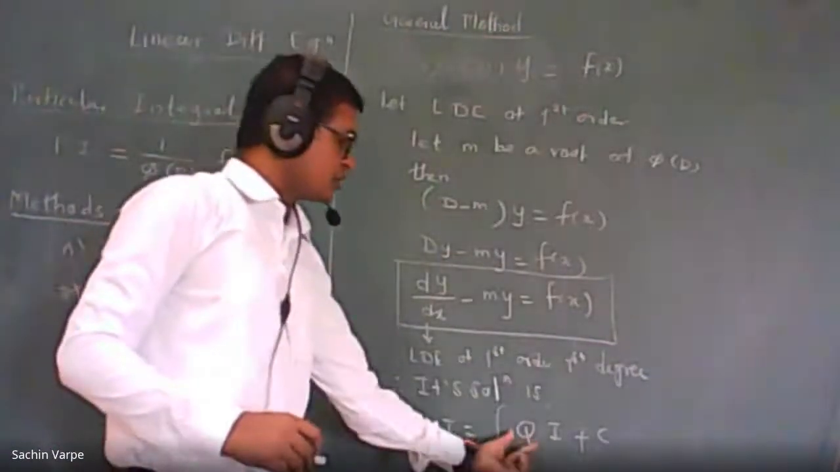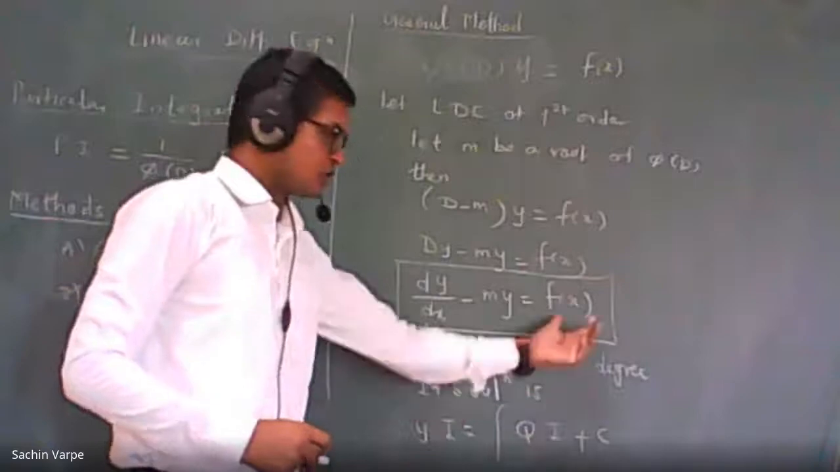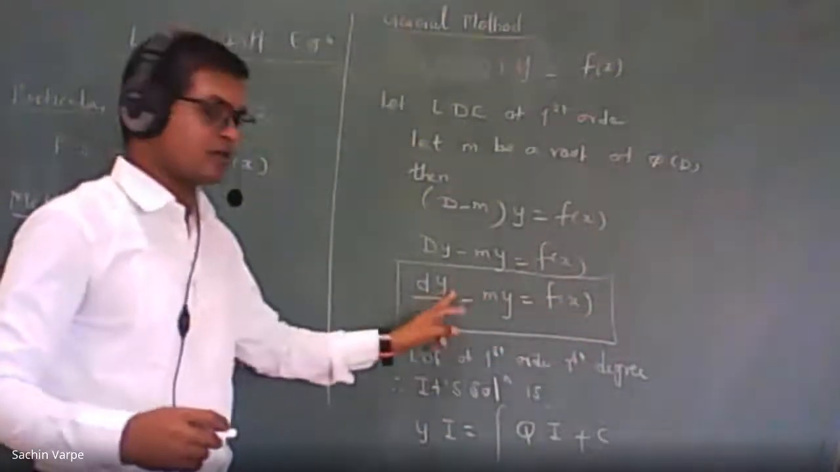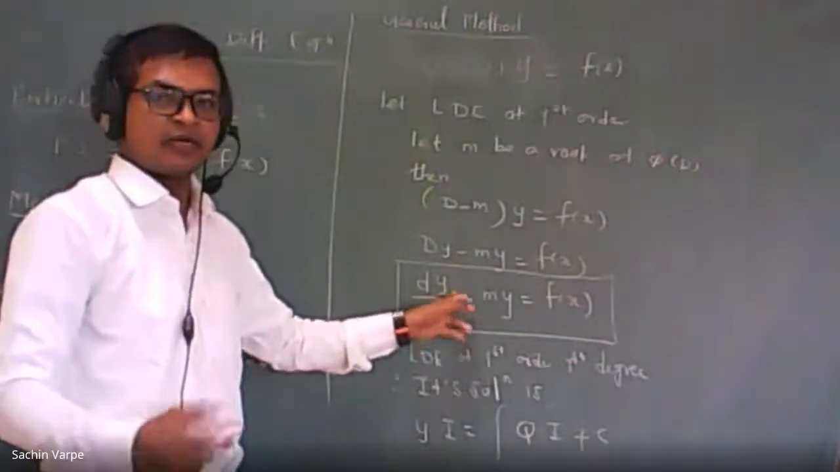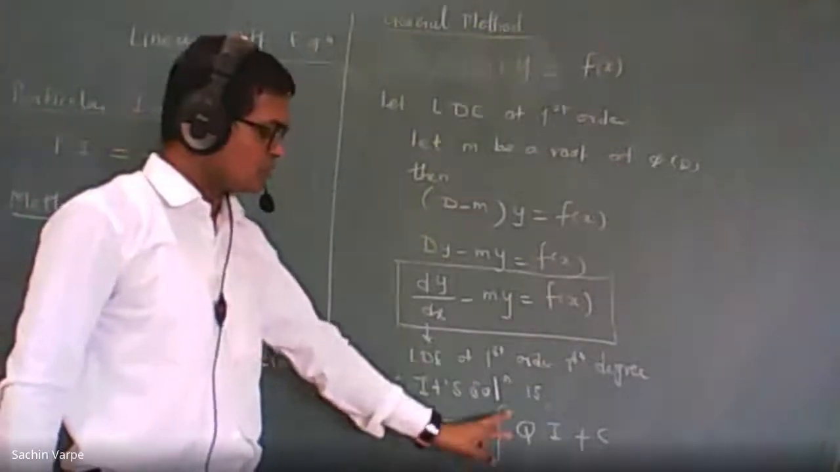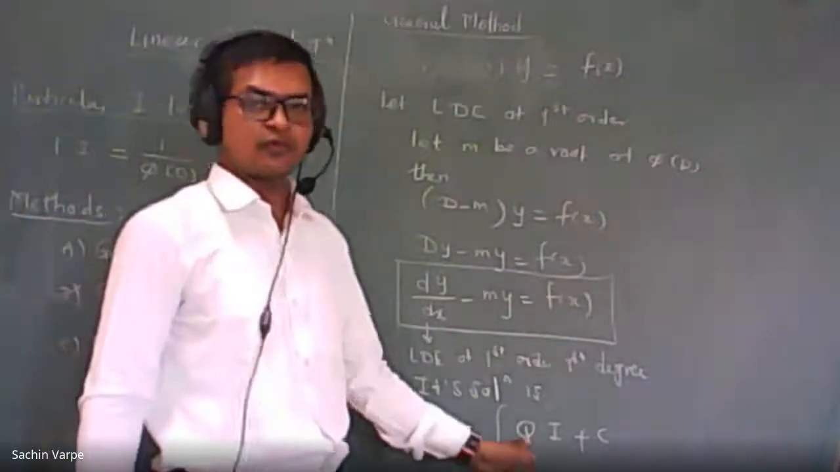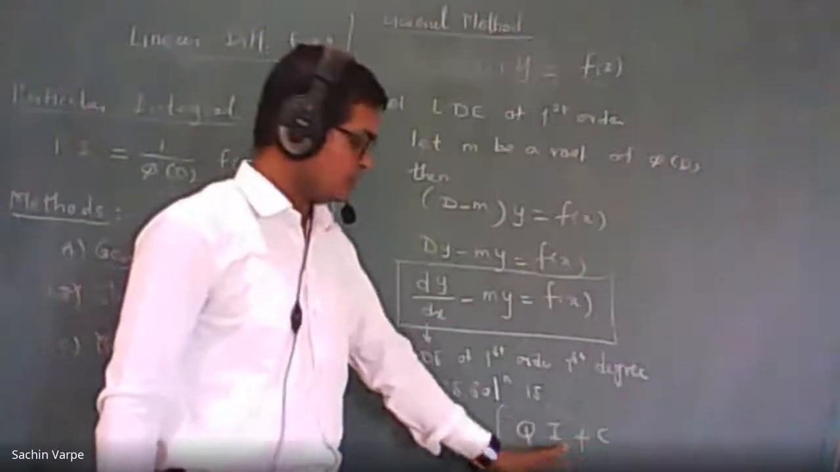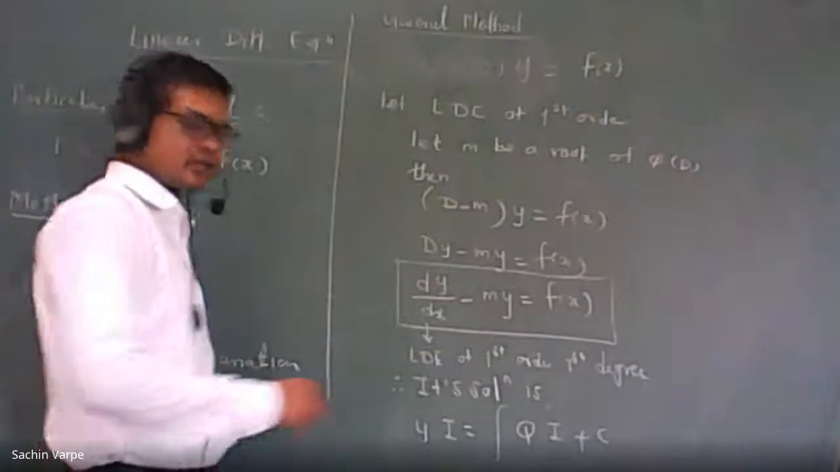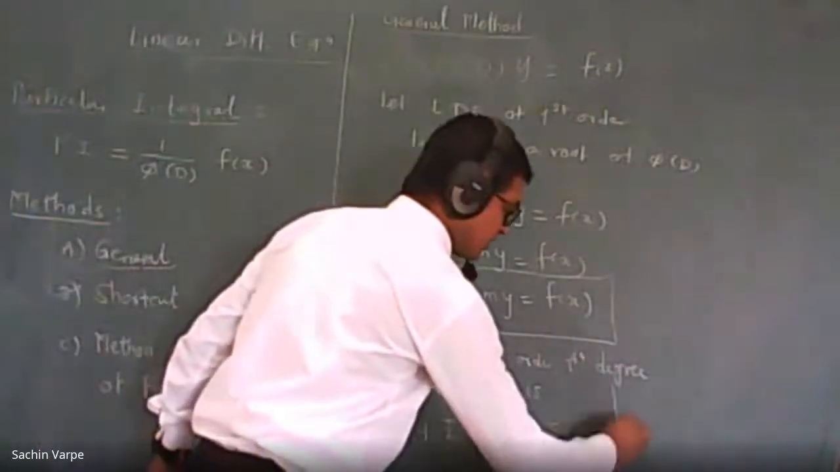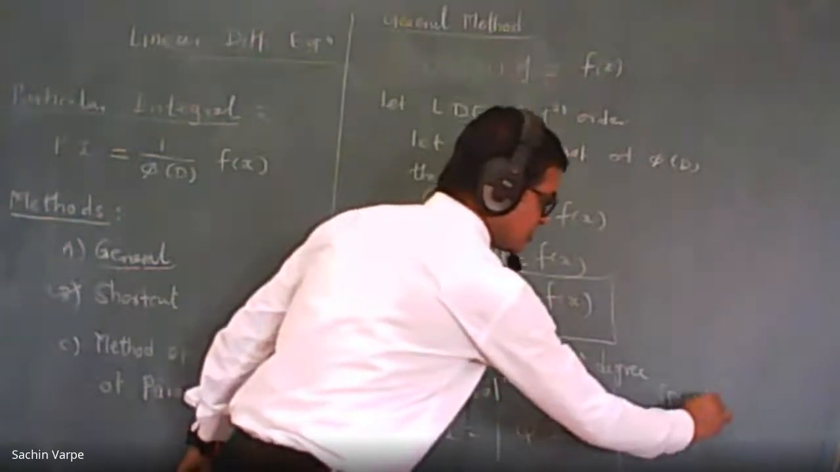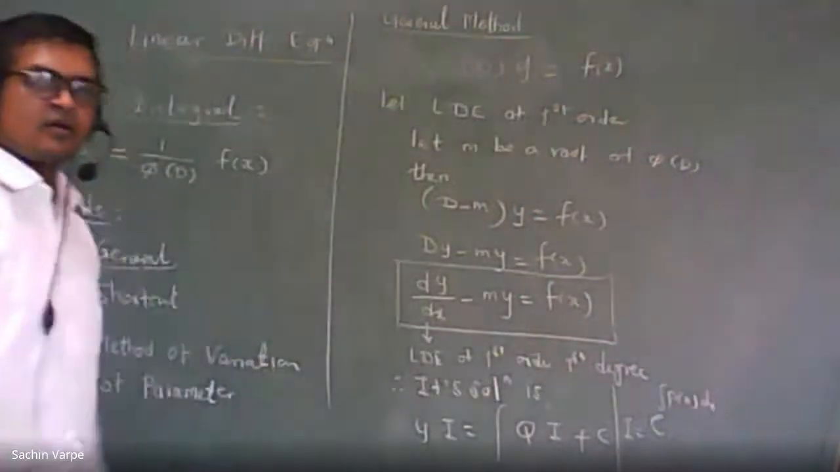Provided that this q must be a function of x, because x is the independent variable and y is the dependent variable. In case of x dependent and y independent, we'll have x into I is equal to integration of q, where q is a function of y there, into integrating factor plus constant of integration. What is the formula of integrating factor? I is equal to e to the power integration of p of x dx. Right?